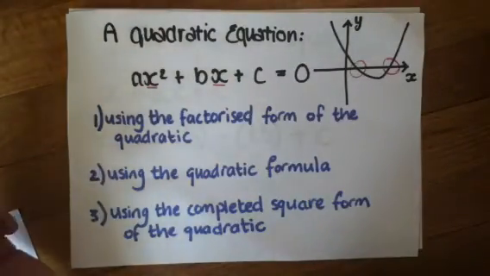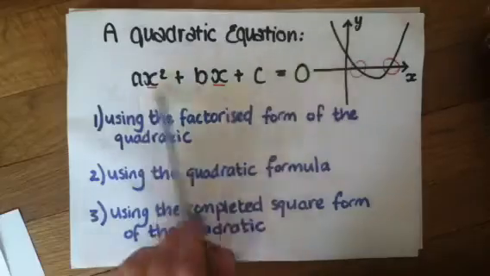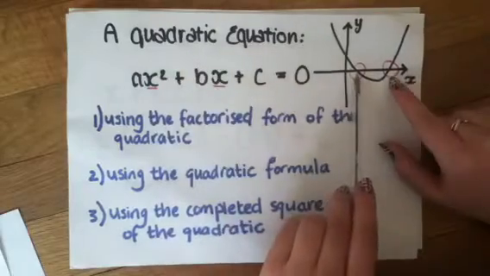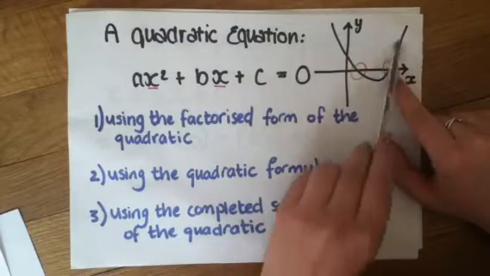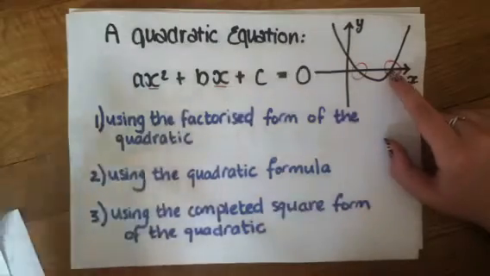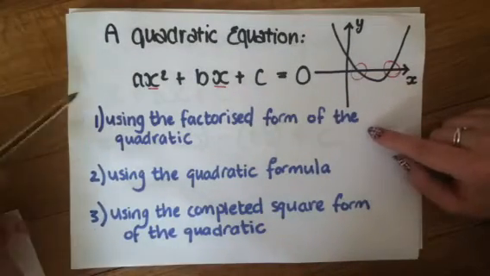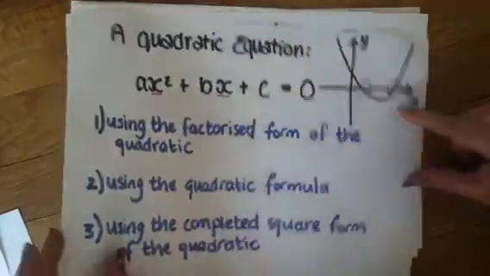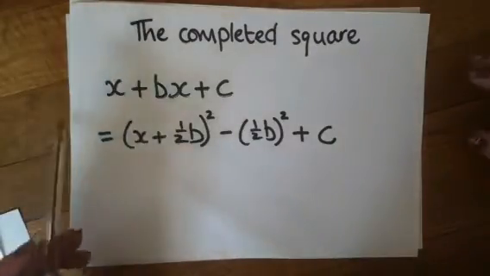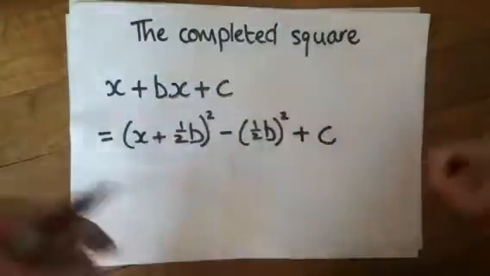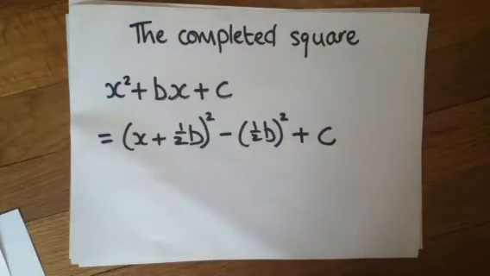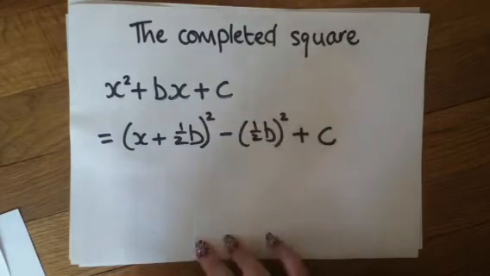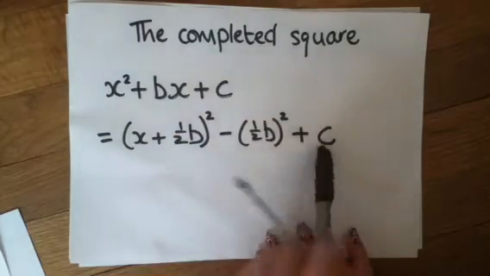As we discussed in the last video, a quadratic equation is a quadratic sum equal to 0, and we're finding x's, i.e. when the graph crosses the x-axis. There are 3 methods to do this, and today we're going to look at the third one, using the completed square form. When we're given x squared plus bx plus c, we end up using x plus a half b, all squared, minus a half b squared, plus c, and this is the completed square form.